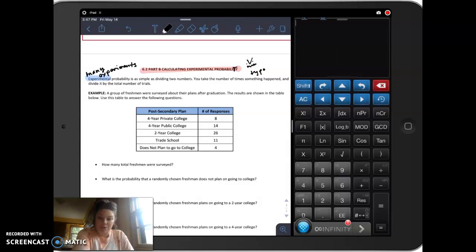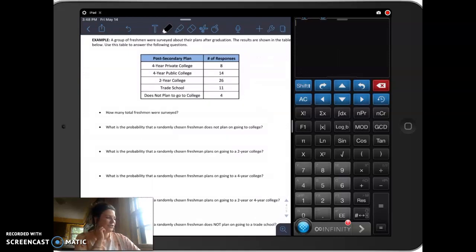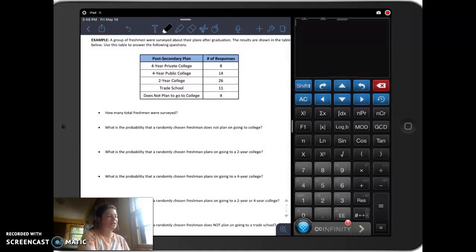So here's the experiment that this person did. It's a survey. So they asked all these people the same question. Are you doing 4-year private college, 4-year public college, 2-year school, a trade school, or are you not planning to go to college? And this is freshman, right? So you got 4 years to figure it out. All right, so the first question is, how many total freshmen were surveyed? How many times was this experiment done?